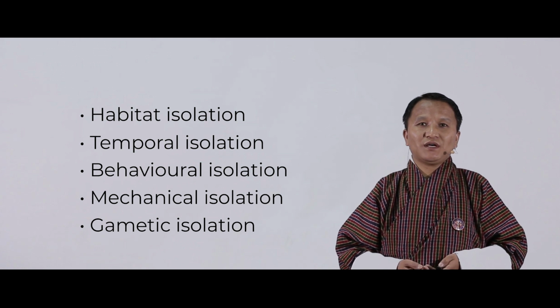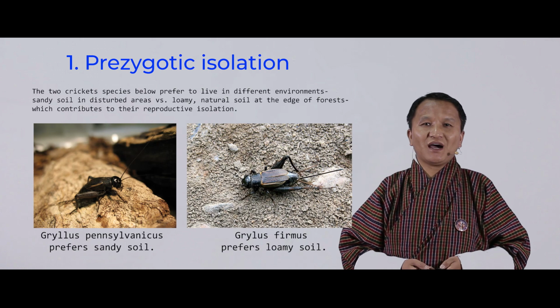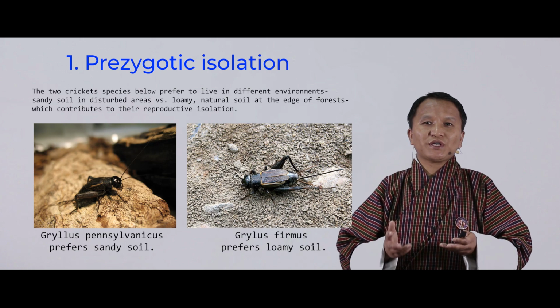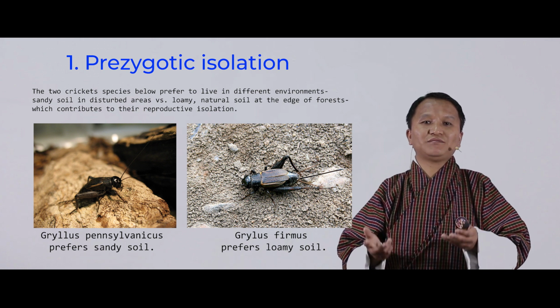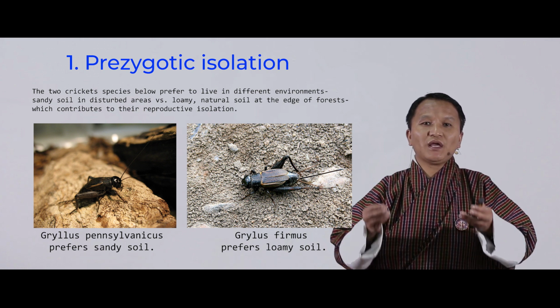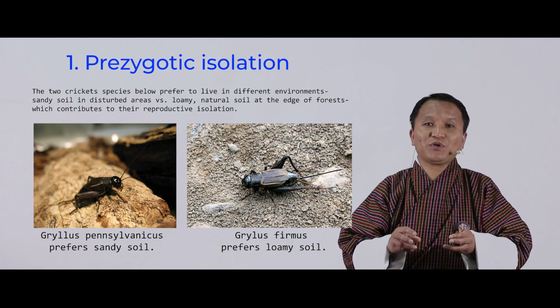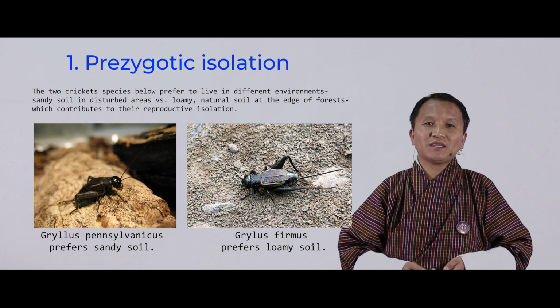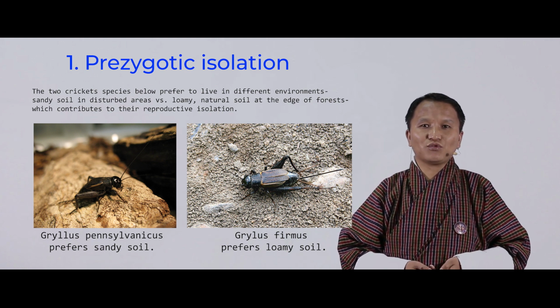So if you look at the pre-zygotic isolation, these are the two crickets, one which lives in clay soil and the other lives in loamy soil. They belong to the same species, but because they are residing in a different place, the mating cannot happen. So that is the habitat isolation.